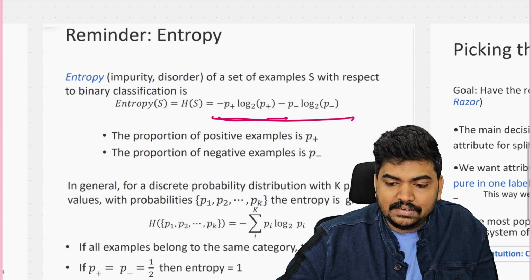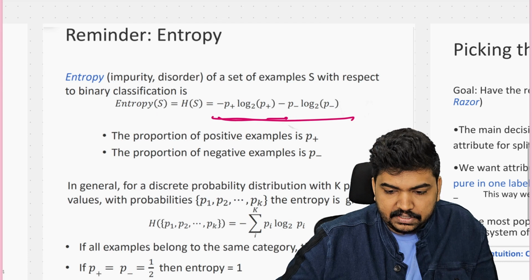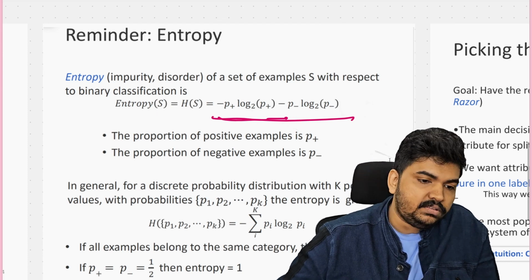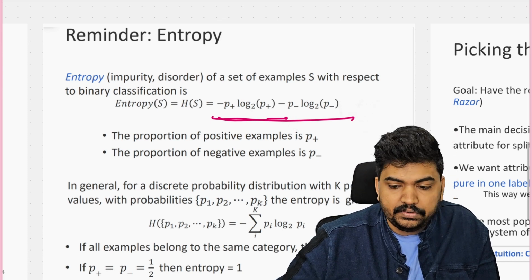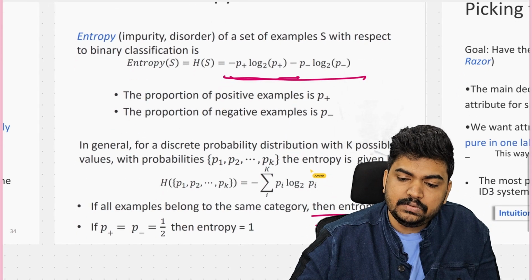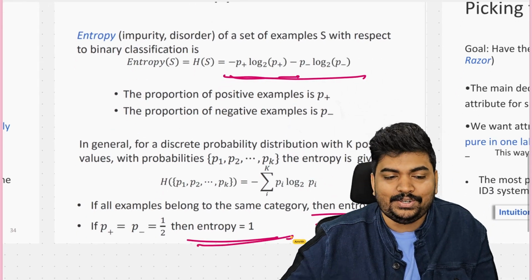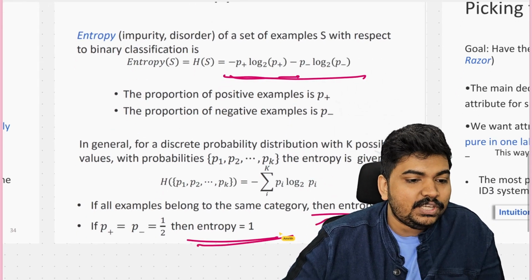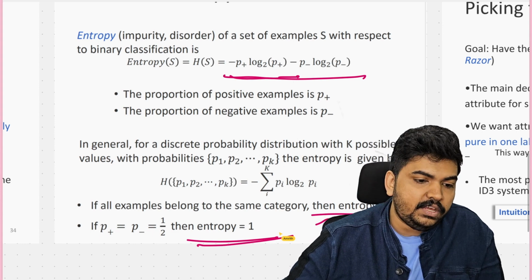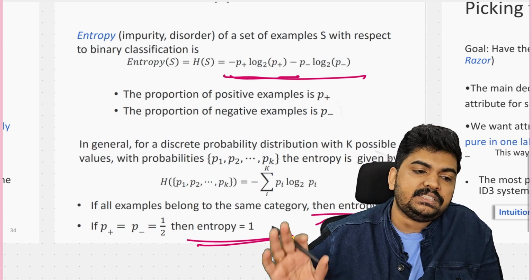And if the proportion of positive and negative examples in a binary classification is, say, equal, that is half, right? Then the entropy is 1, because that's perfect disorder. So 0 means no disorder or no impurity, and 1 means as impure as it gets.